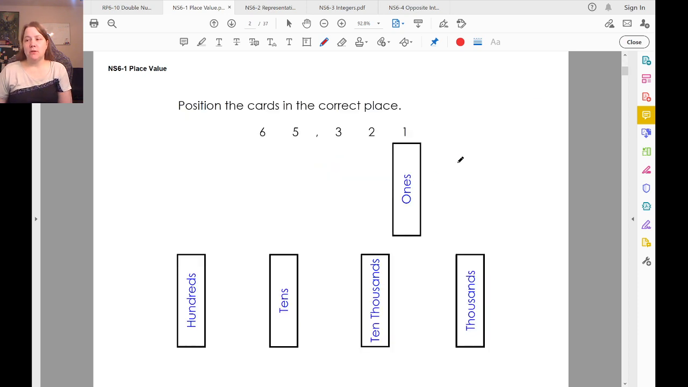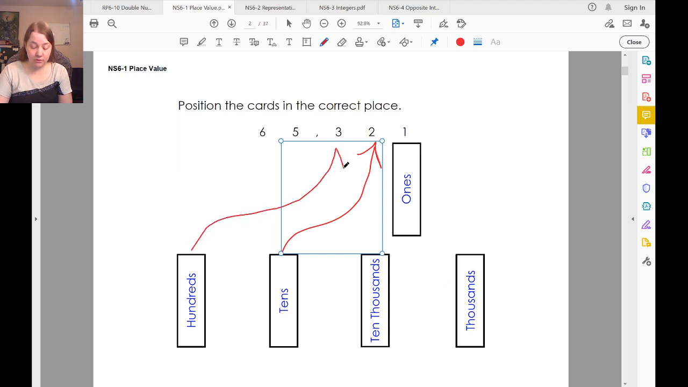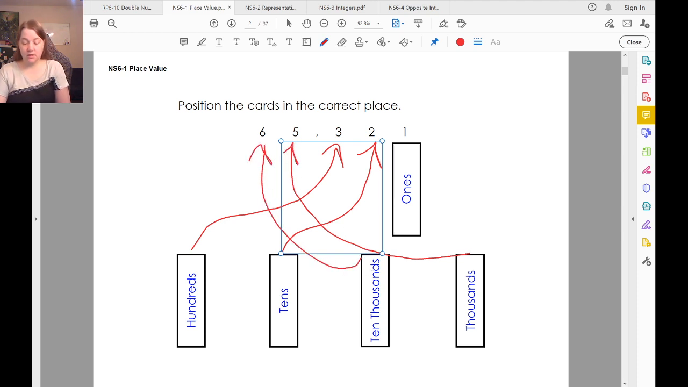So they want us to put all these cards in the correct place. Go ahead, take a minute to put this in order, and then let's talk about it. Welcome back. The ones is in the correct place. The tens should have been here. The hundreds should have been next to that. And then after that comes the thousands. And after that comes the 10,000s.